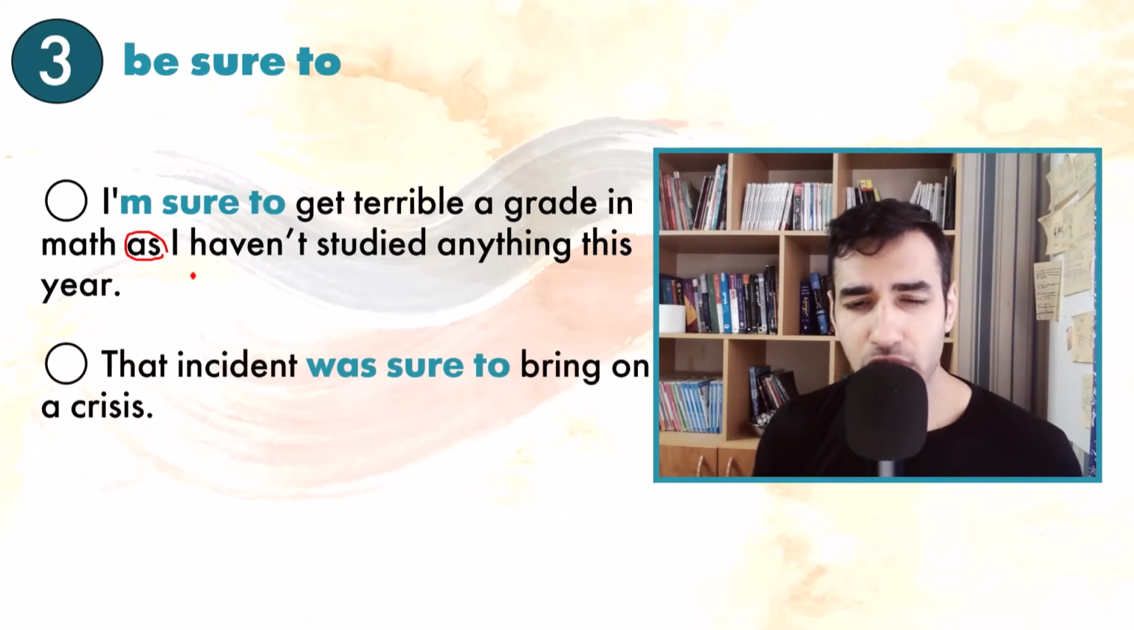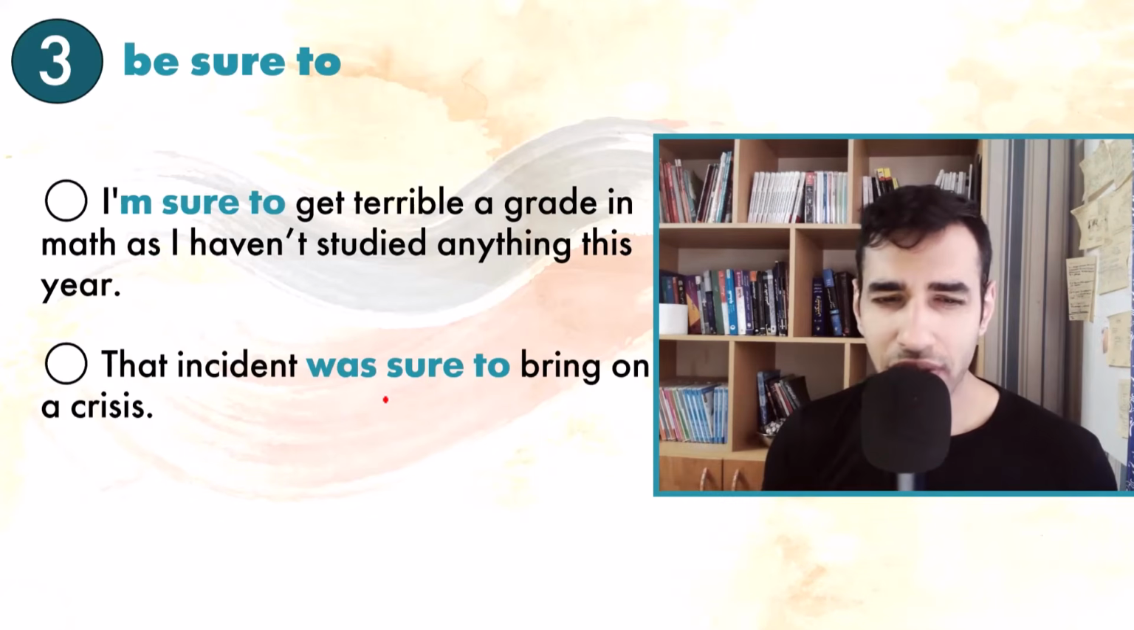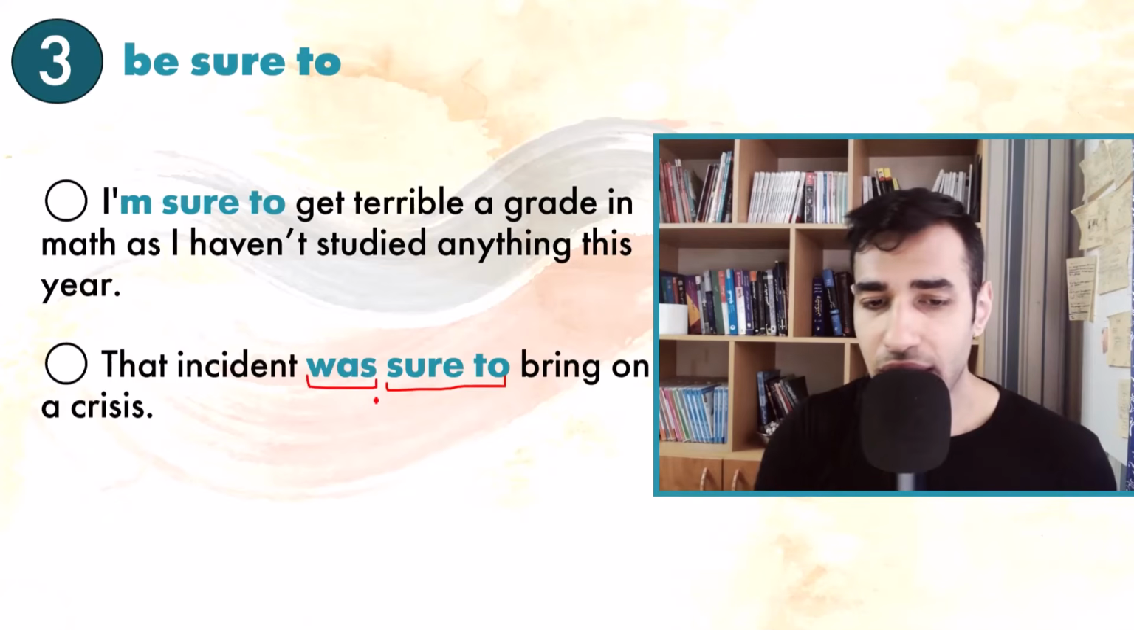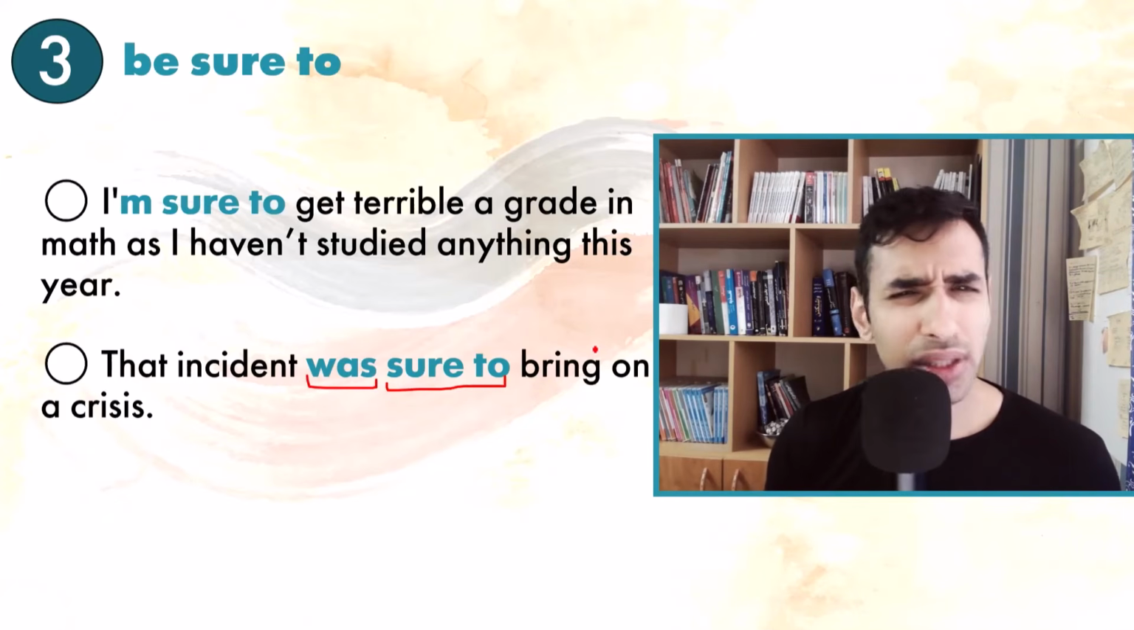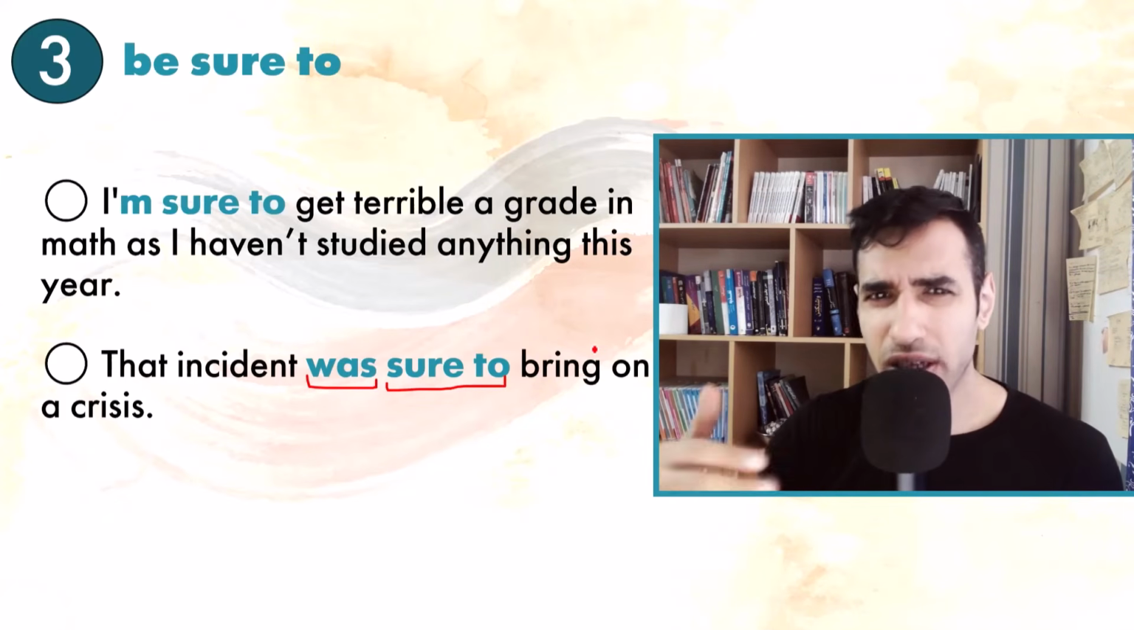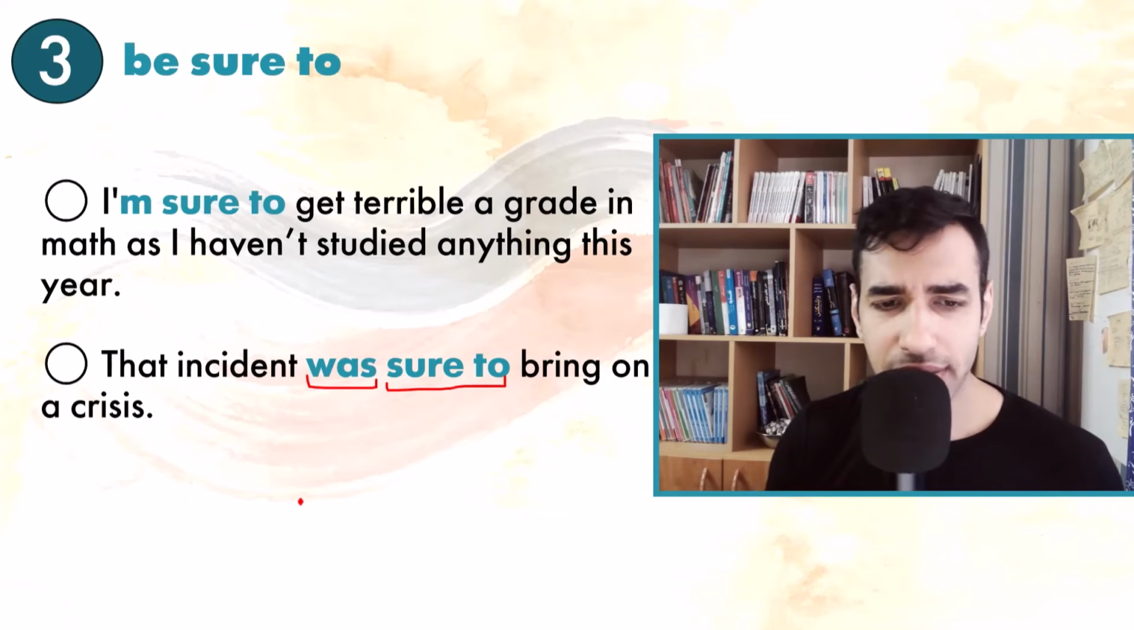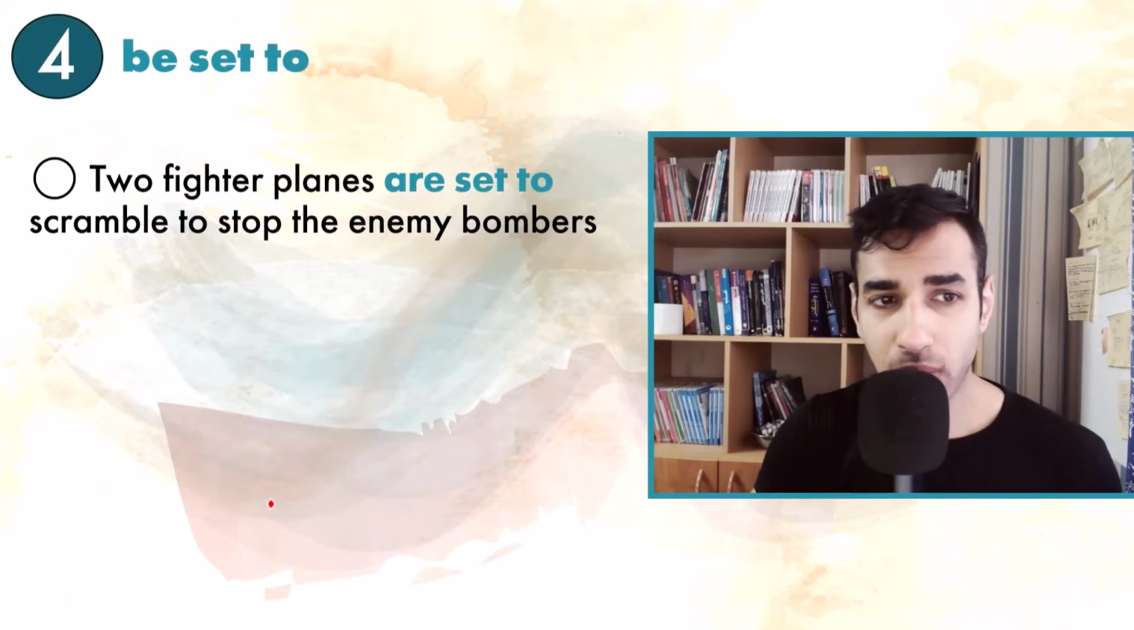Next. That incident was sure to bring on a crisis. Was sure to. Future event seen from past. A future event, sure to, seen from past. The incident was sure to bring on. Bring on means cause to start. Bring on a crisis, with high probability.